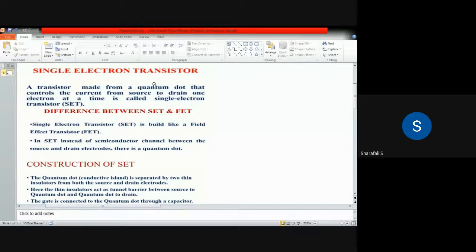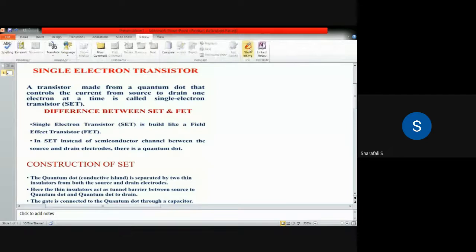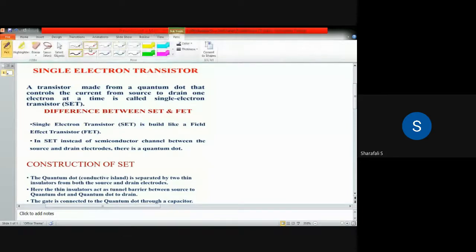Basically it is made from a quantum dot, or the quantum dot is an essential part of it, and that controls the current from source to drain. When you consider the field effect transistor, we have three different parts: source, drain, and the channel. Here we will have a similar kind of structure, but there is a small difference.